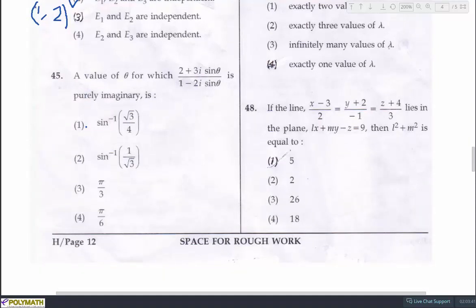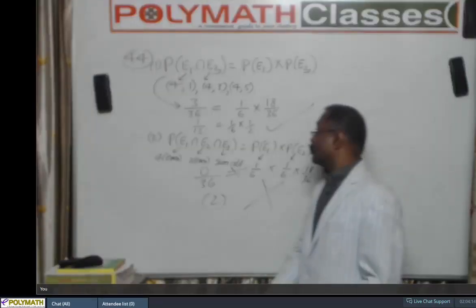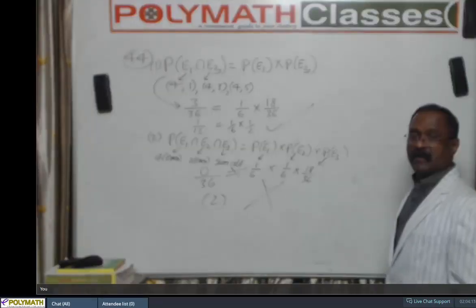Now 45, a value of theta for which (2 plus 3i sine theta) by (1 minus 2i sine theta) is purely imaginary. Purely imaginary means its real part must be 0. If its real part is 0, then what should be the value of theta is the question. It is a simple question related to complex numbers.